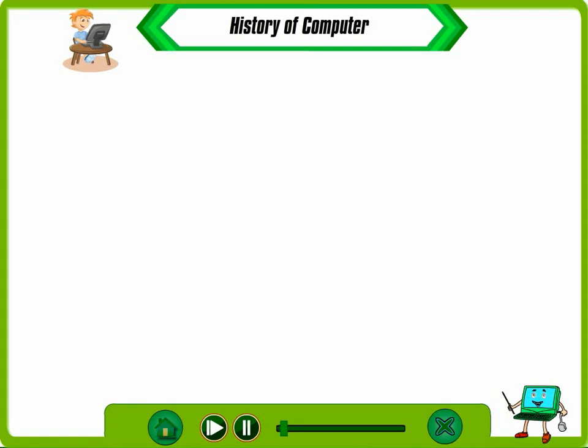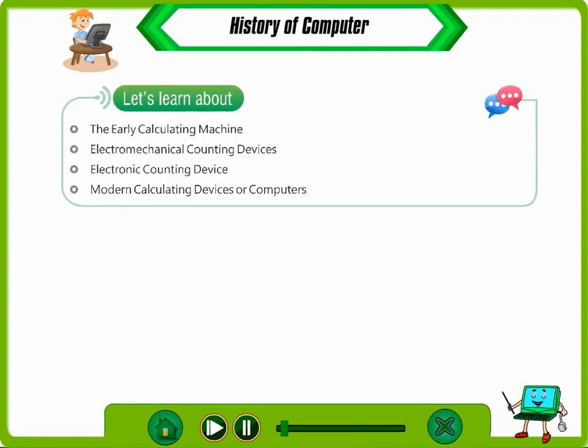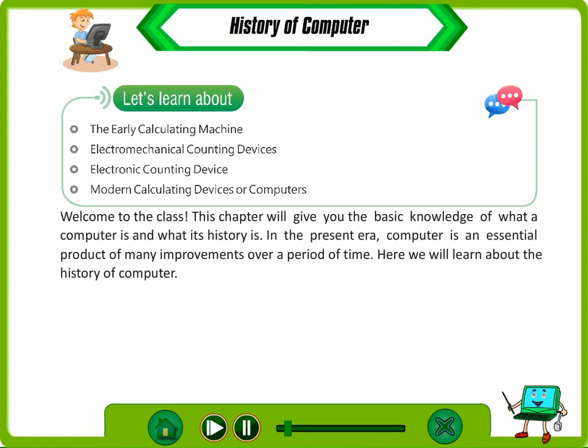History of computer. Let's learn about the early calculating machine, electromechanical counting devices, electronic counting device, modern calculating devices or computers. Welcome to the class. This chapter will give you the basic knowledge of what a computer is and what its history is. In the present era, computer is an essential product of many improvements over a period of time. Here we will learn about the history of computer.